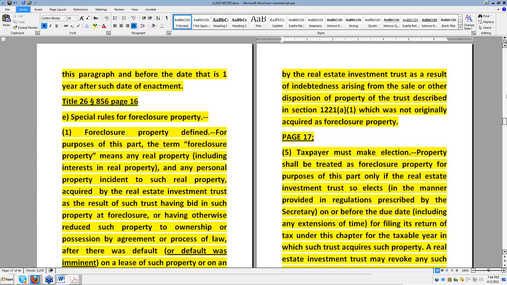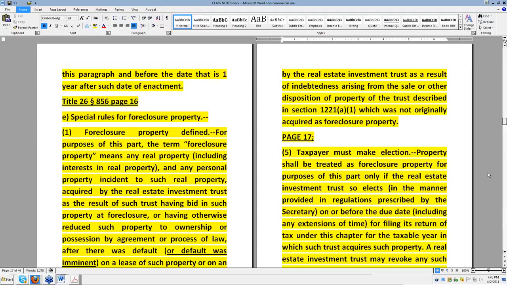It has nothing to do with your payments. It has to do with they never transferred the loan to the REMIC. Okay, page 17, what does it say? Taxpayer must make election. Property shall be treated as foreclosure property for purposes of this part only if the real estate investment trust so elects in the manner provided in regulation prescribed by the Secretary.